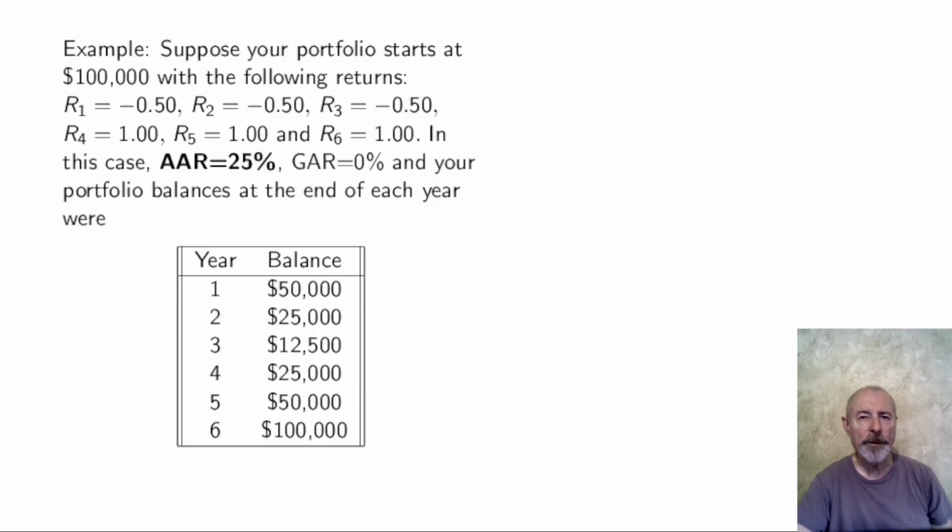Then you double in the fourth year, you get 25,000. You double it again to get 50,000. You double it again to get 100,000. In the end, you finish with $100,000, which is the same as what you started. That implies you have a 0% return. In this case, the GAR is a more accurate reflection of your portfolio value.